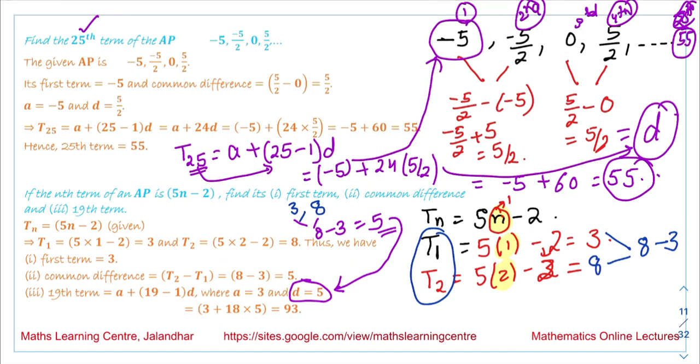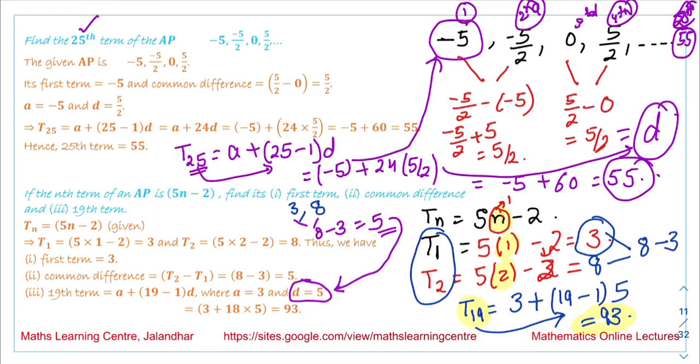So the 19th term of this AP will be T19, that is A, the value of A means the first term, plus 19 minus 1, n minus 1, and the value of D that we have is 5. On solving this you will get 93.